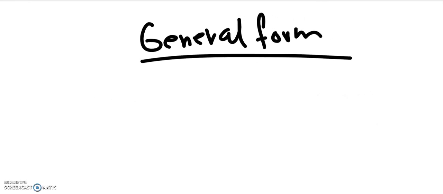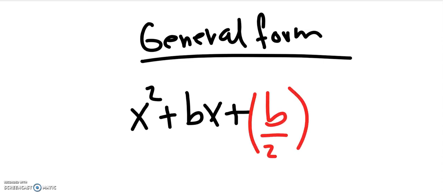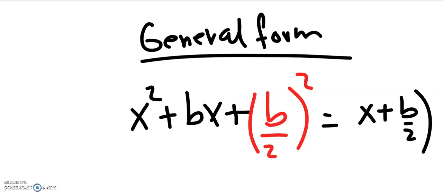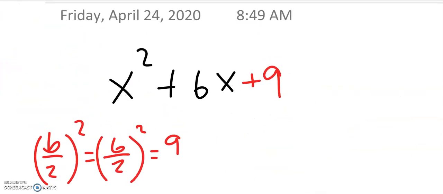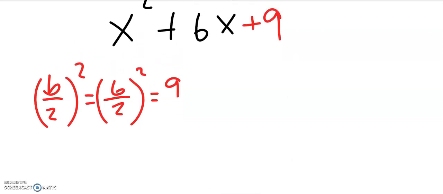There's a general formula that says that if I have x squared plus bx plus (b over 2) squared, I can actually factor this into (x plus b over 2) squared. That's exactly what we have right here, right? We have x squared plus bx plus 9, and 9 is the same thing as (b over 2) squared.